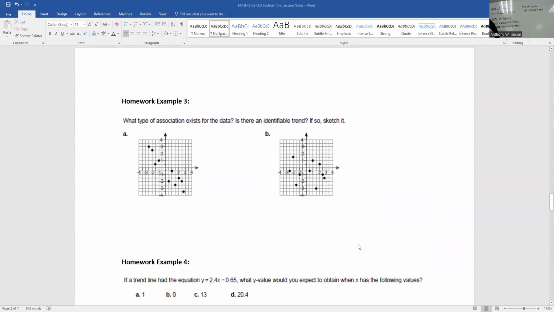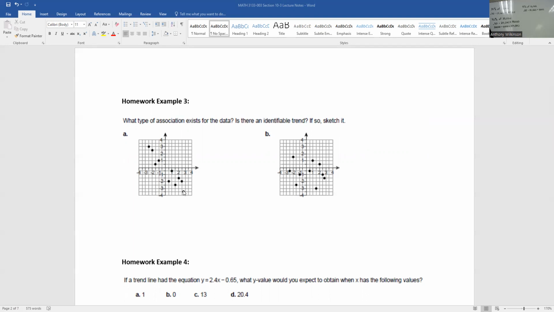So let's look at these two examples that we have here. It says, what type of association exists for the data, and is there an identifiable trend? We want to look at these and determine whether we have a positive, negative, or no association. What does part A look like? A negative association. As you can see, these points are falling if you go from left to right.